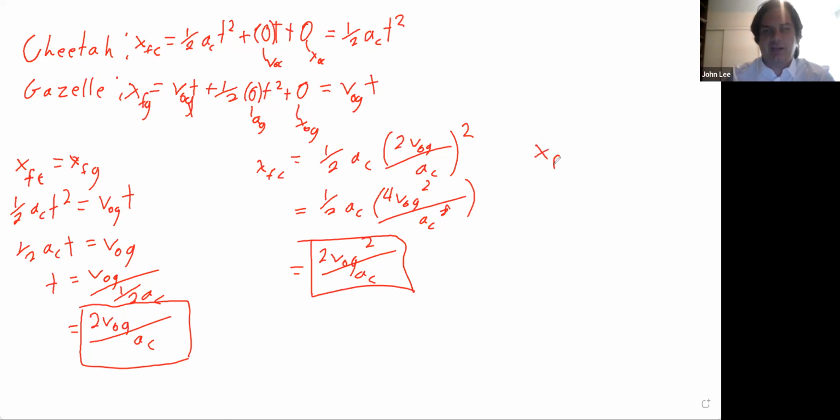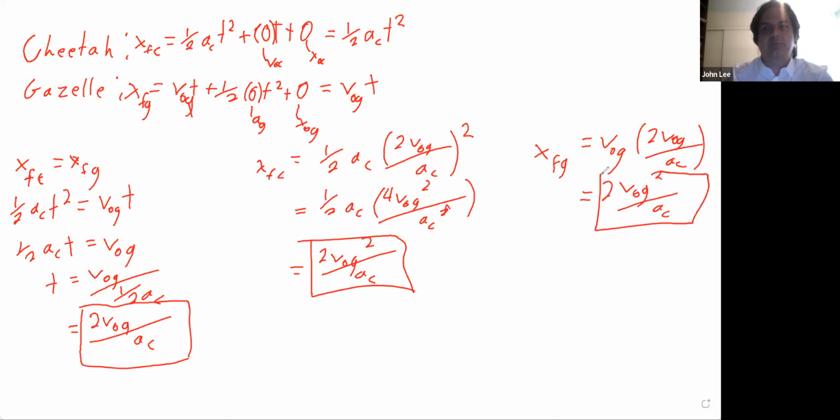And then if we look at X final gazelle, that's just equal to V naught G times T, which is 2 V naught G over AC, which is again equal to 2 V naught G squared over AC. So both of these come out with the same final answer, which means that we did the math right. If you want to check your math in a homework problem and you're having issues, a good thing to do is to just go backwards from the problem.